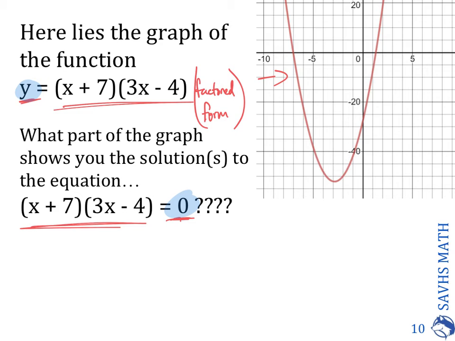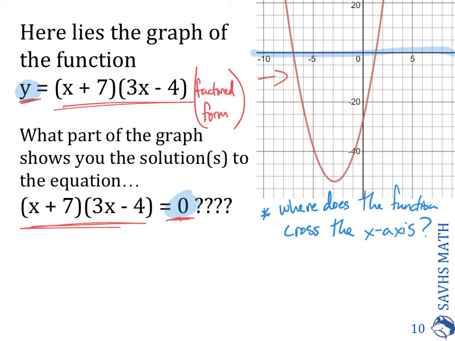Okay, so the part of the graph that shows you where the y value is 0 is where y is 0, along the x-axis. So what this question is asking you is, where does the function cross the x-axis? Okay, well, it crosses the x-axis here and right here. So our goal is to find those answers using factoring and one more step after that.